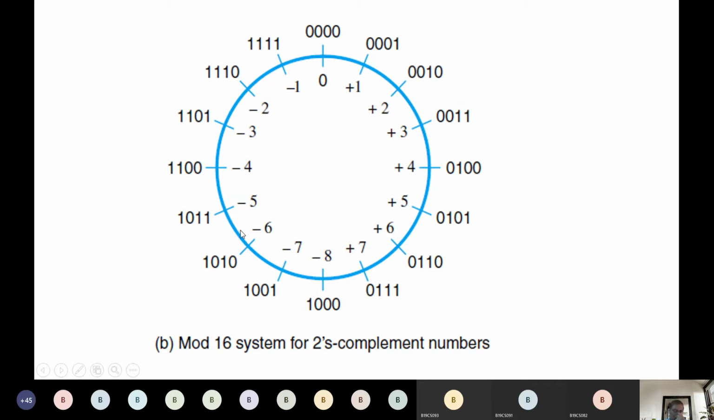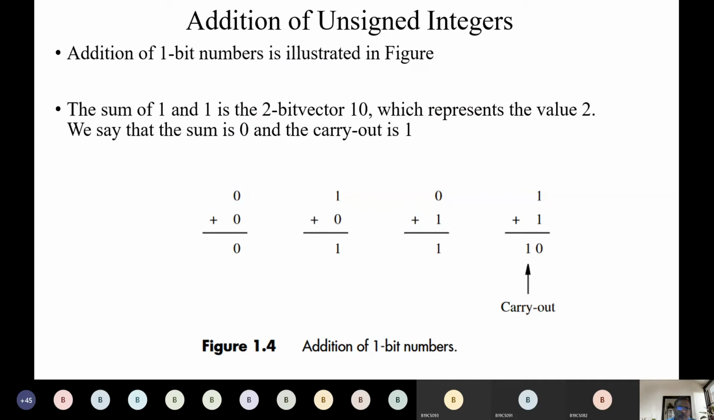So this is a simple technique to convert negative numbers: looking at the binary 2's complement representation, you can tell the actual negative number it represents. Okay, right. These are some circular representations.